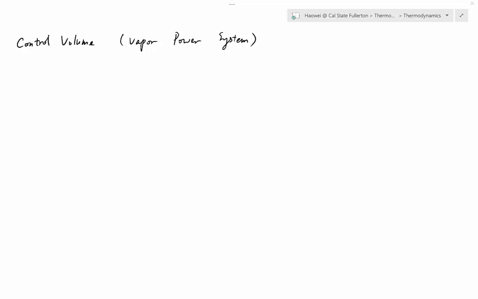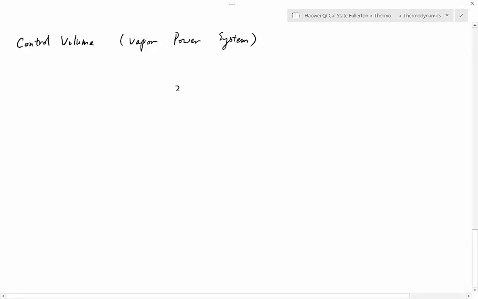The next example we will introduce under Carnot cycle is the vapor power system, which is a control volume. It's different from last time when we had an engine, because that was a closed system. How does a vapor power system work?